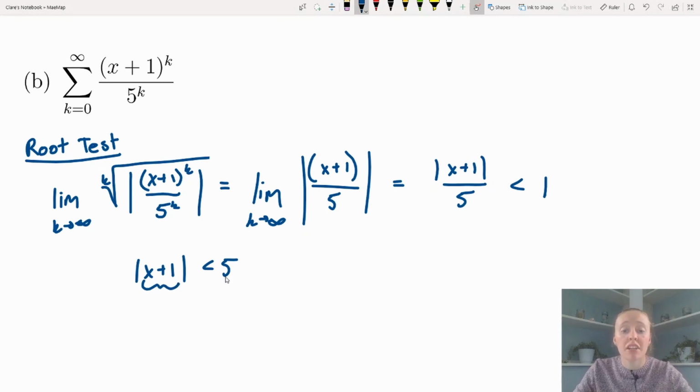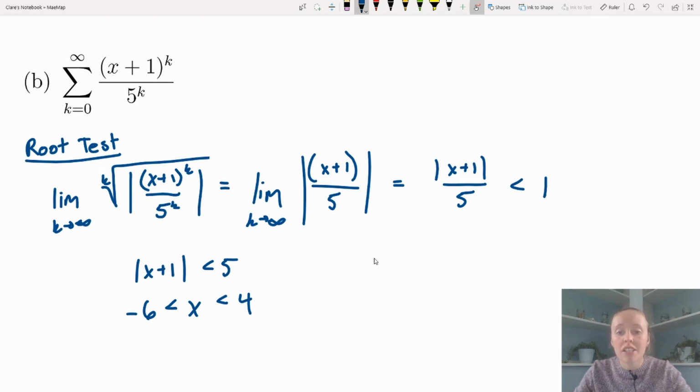So now finding that interval, because this is the absolute value, that means x plus 1 is going to be either equal to positive 5 to get that furthest bound, or negative 5 to get that bound on the other end. So x plus 1 equals 5 when x is 4, and x plus 1 equals negative 5 when x is negative 6. So negative 6 is less than x, which is less than 4.